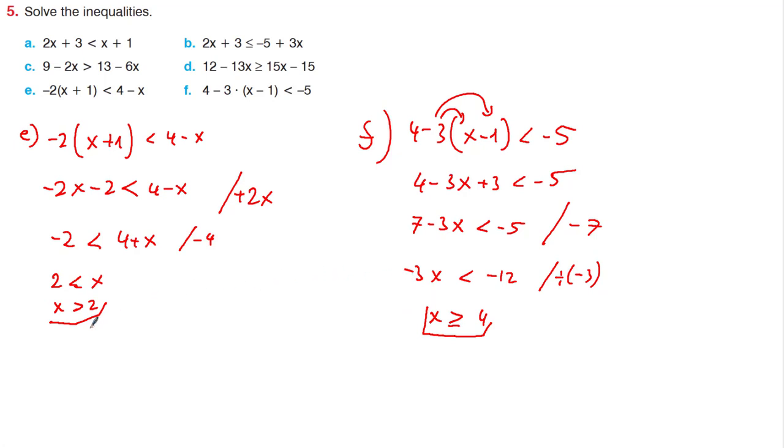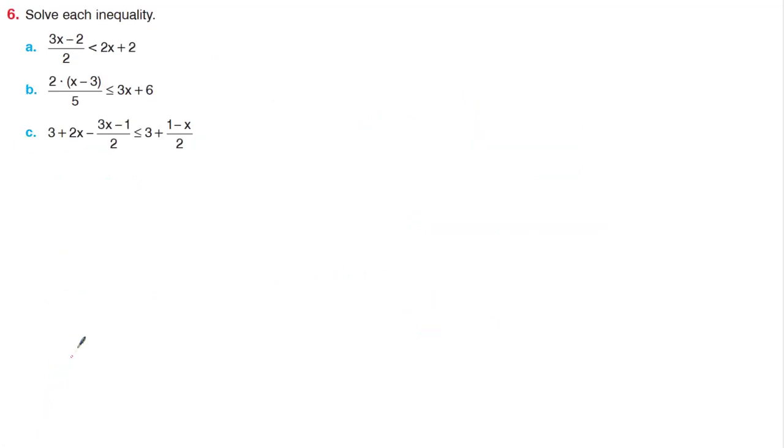That was it for exercise 3. Let's continue. Exercise 6. 3x minus 2 over 2 is less than 2x plus 2. If we multiply both sides by 2, we will get rid of the denominator, and the rest would be just exactly like the previous exercise.